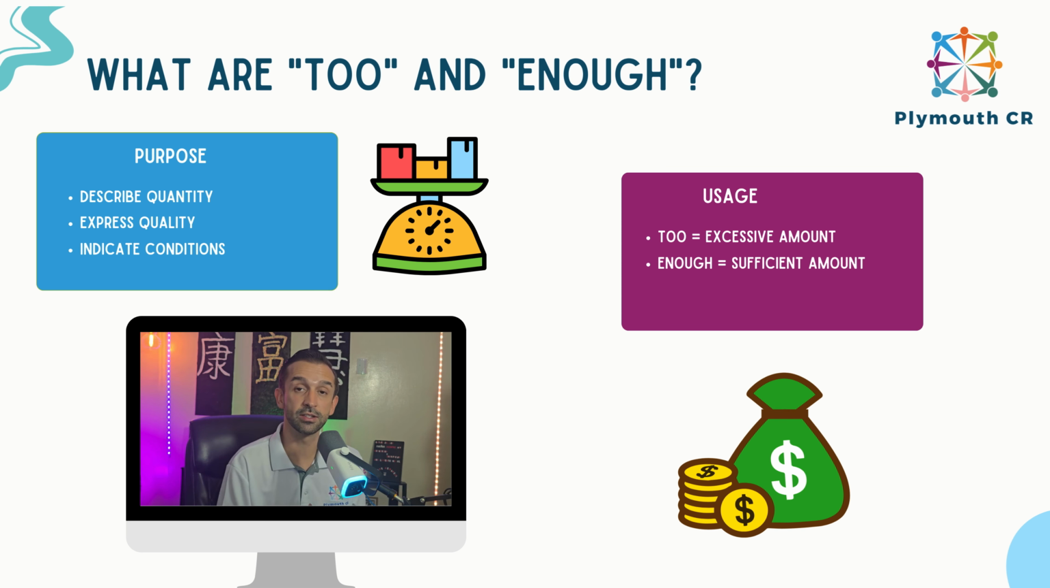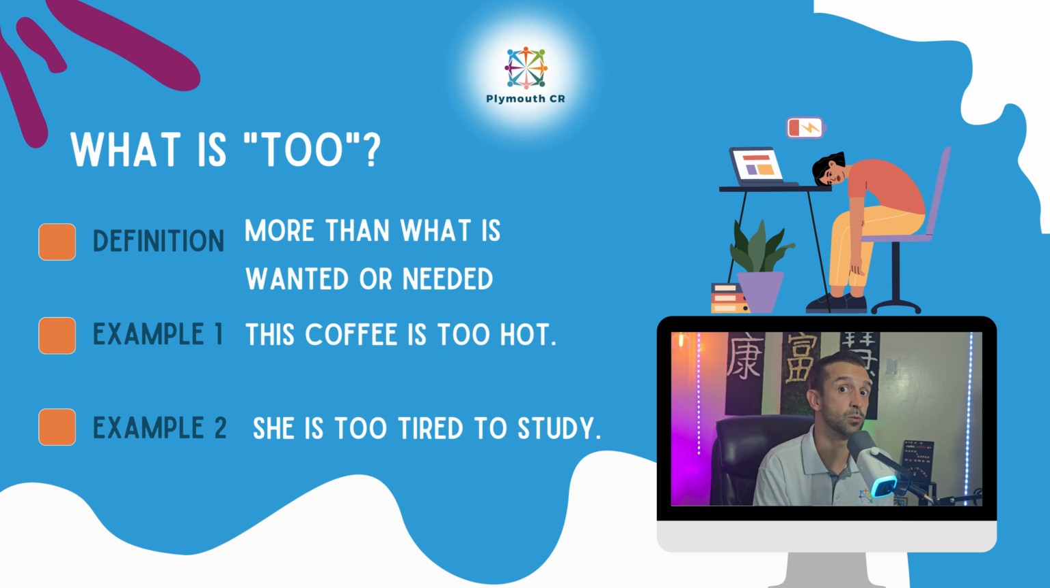And then "enough" is, on the other hand, when we already have a sufficient amount of something. We don't need any more. We don't want any more, okay? Okay, let's start with "too". So what is "too"? The definition would be more than what is wanted or needed. We will see the structure in the next slide, but we use an adjective in front of the word "too".